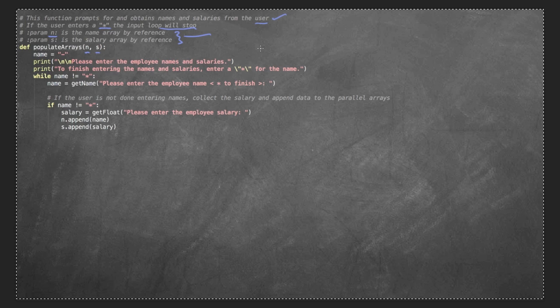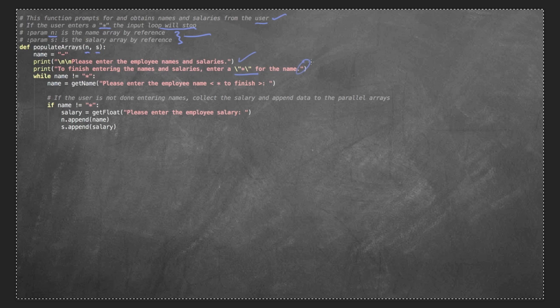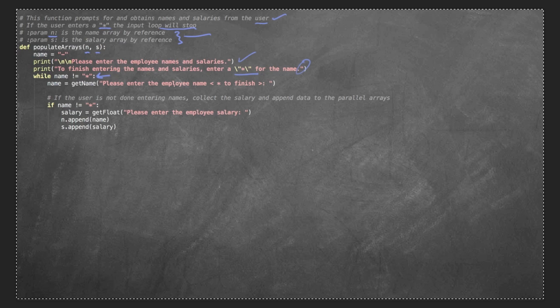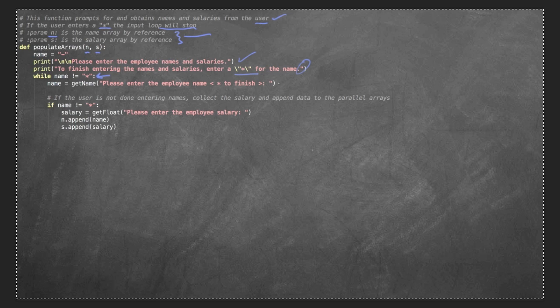This is something that's kind of important to realize. So we prompt the user with a message that says, please enter the names and salaries, and then to finish entering the names and salaries, enter an asterisk. You'll see that I have a backslash quote, which means escape the quote so that it can be printed, as opposed to thinking that it was one of those kinds of quotes. While name is not equal to asterisk right there, what I want to do is get the name.